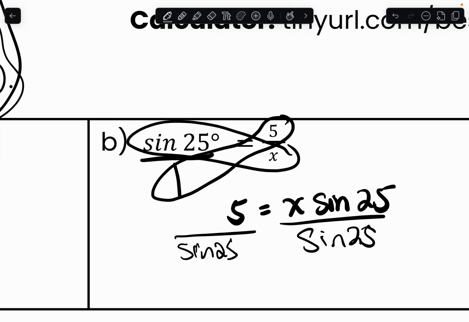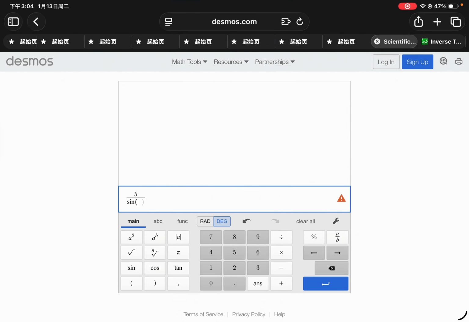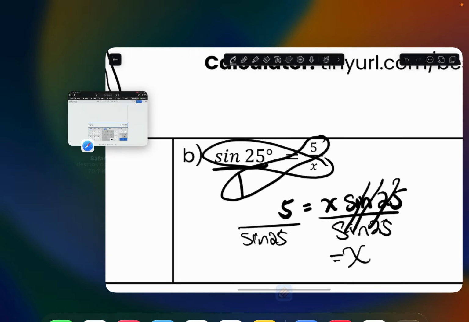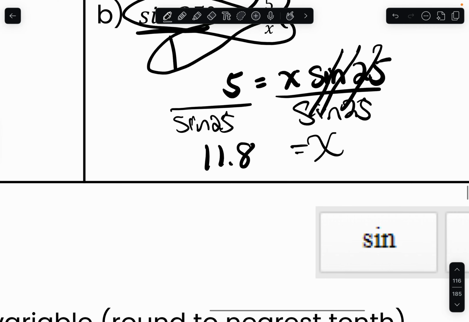Okay. On the right side, sine of 25 over sine of 25, it's the same thing, so it cancels out, leaving me with x. And on the other side, 5 over the sine of 25, I will have to use a calculator. So I'm going to open up my calculator, clear everything out. I'll do 5 divided by the sine of 25. This will give me my number here, rounded to the nearest 10th place, which will be 11.8. This means my x here will be 11.8.